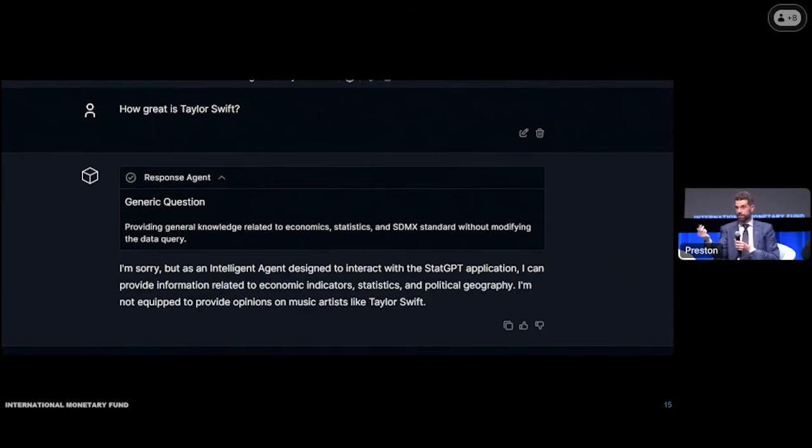So each one of these queries that's going to a large language model is costing you something. So even internally within the fund, how open do you want to be in terms of the types of questions that you allow users to ask? And you might want to have an agent that's sitting on top regulating the types of questions that are able to be answered by this system. And that's what this agent does. The agent responds and says, well, I'm designed to interact with this application along a fairly narrow defined set of topics, and this isn't one of them, so I'm sorry, I can't answer this question.